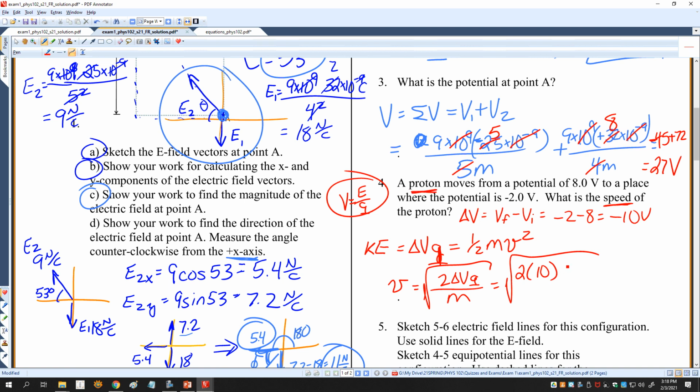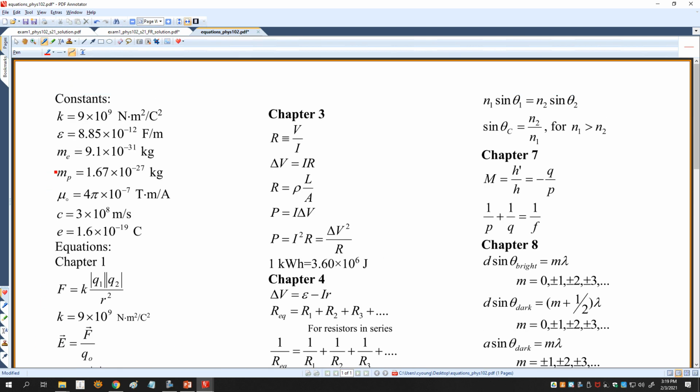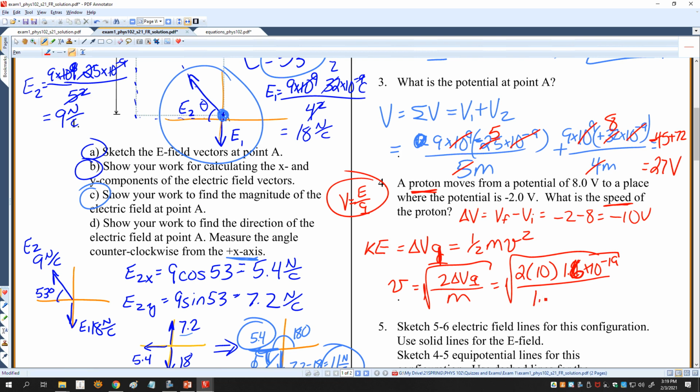Q for a proton is 1.6 times 10 to the minus 19. That's the fundamental unit of charge, divided by the mass. That's on the equation sheet, but the mass of a proton is 1.67 times 10 to the minus 27. It's right here, and then there's our fundamental unit of charge. Make sure you're aware of what's on that equation sheet for your exam. So I have 1.67 times 10 to the minus 19 kilograms.